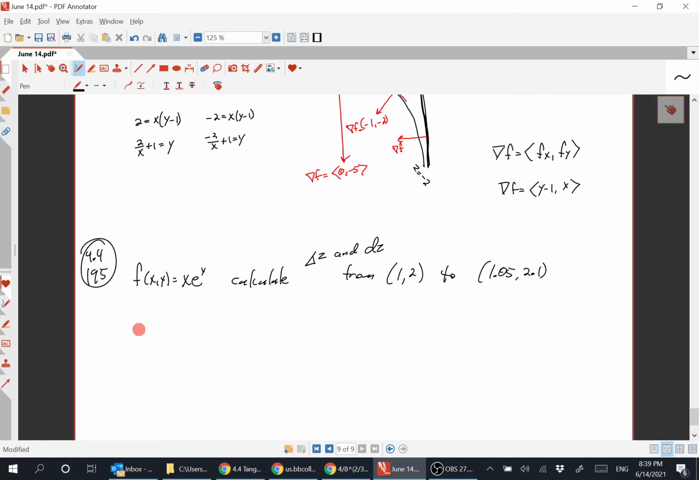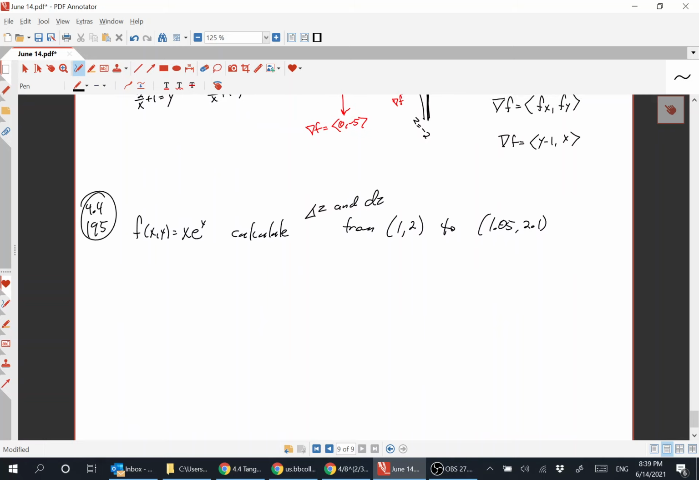Okay, so first of all, let's find those partial derivatives. The partial derivative of f with respect to x, well, the e to the y is just a constant, so it's e to the y. And the partial derivative with respect to y is x, a constant, times e to the y. So the partial derivative of f with respect to x at (1, 2) is e squared. And the partial derivative of f with respect to y at (1, 2) is equal to e squared again.